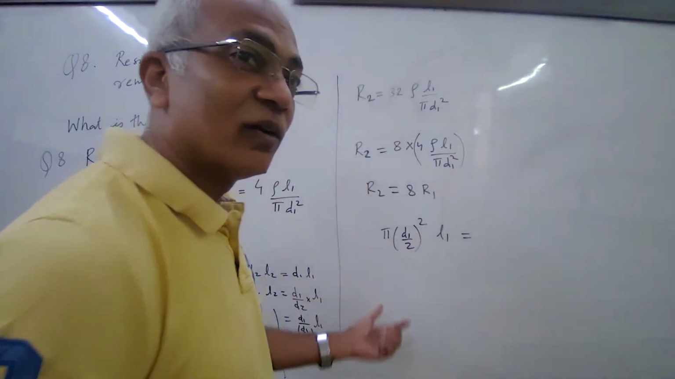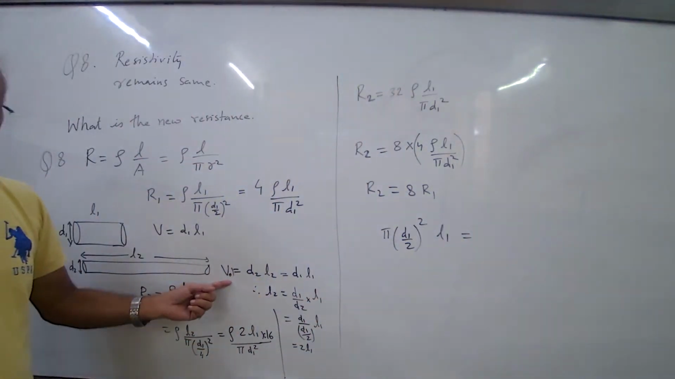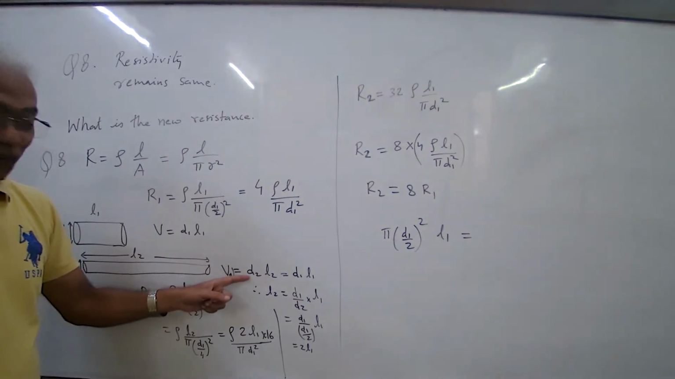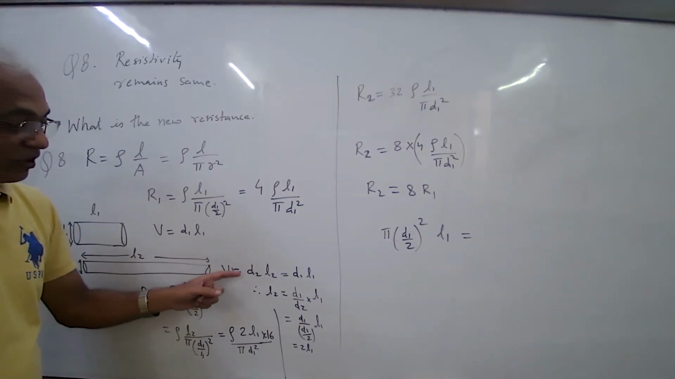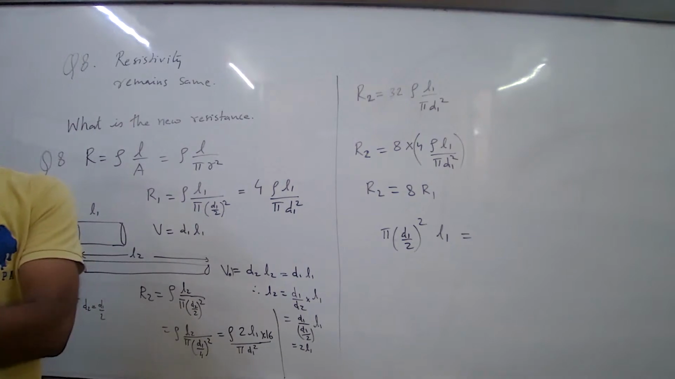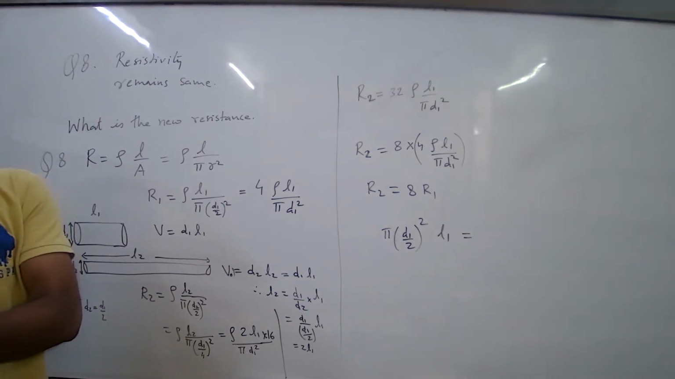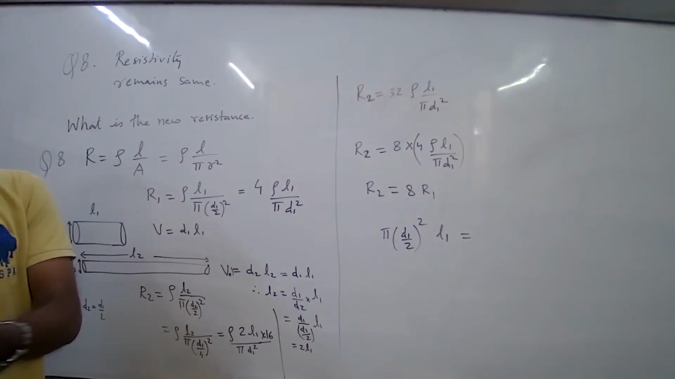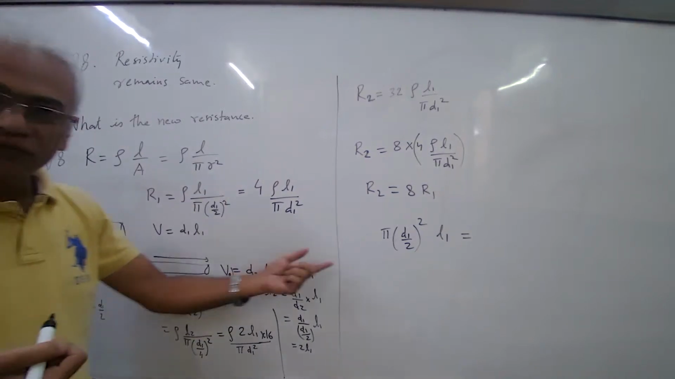At least he tried, so it was not making sense. Even if it is volume, how can D2 into L2 be volume? It is the area of the base. So area of the base into L2 should be volume, not diameter into length. Okay, let's check whether we get the same relation.